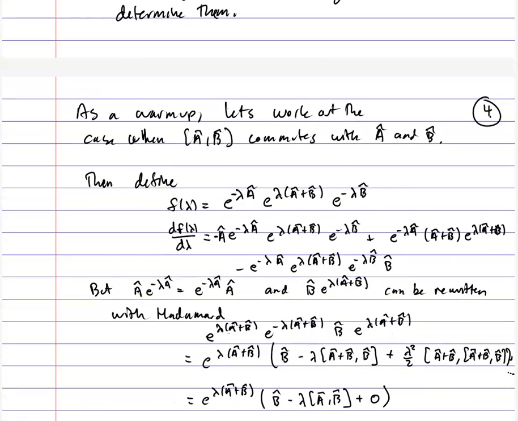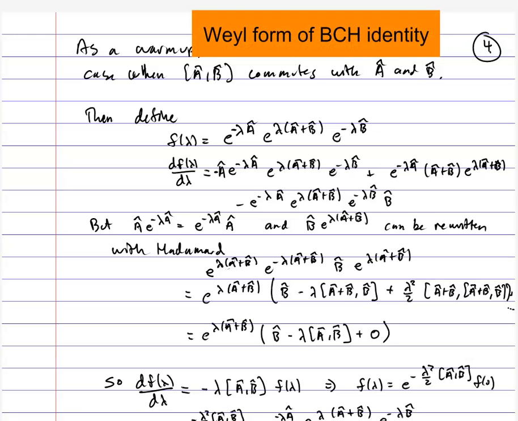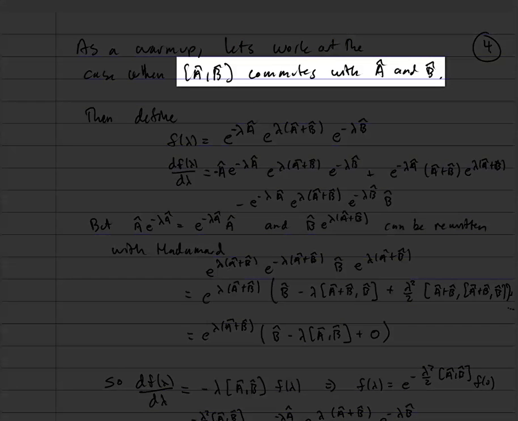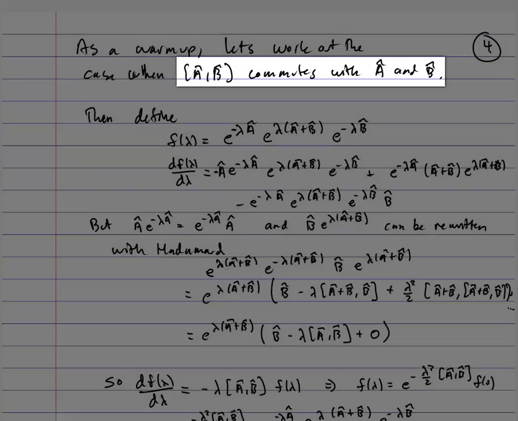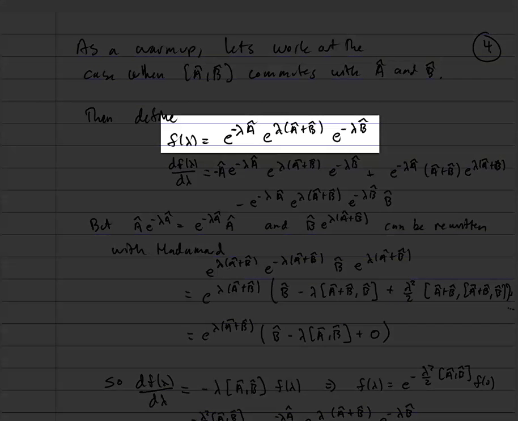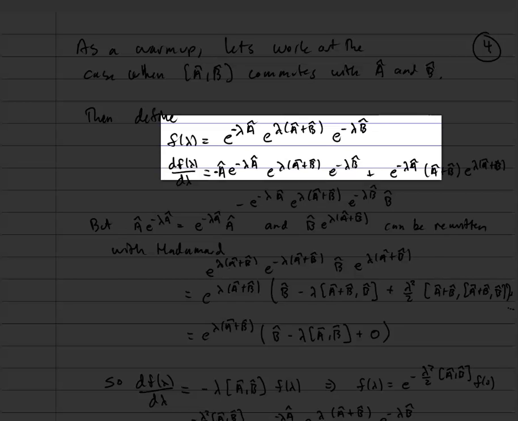So as a warm-up, we're going to work with what is called the Weyl form of the BCH identity. And in the Weyl form, that occurs when the commutator of a with b commutes with a and b. That's the example we were just talking about. Then it's very simple to do this derivation. We simply construct a function f of lambda, which is equal to e to the minus lambda a, e to the lambda a plus b, e to the minus lambda b. And we're going to just take the derivative of that function.